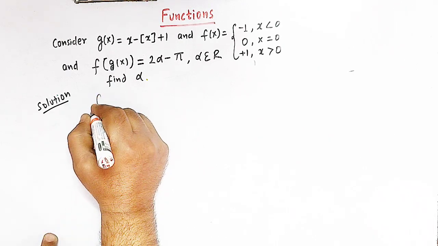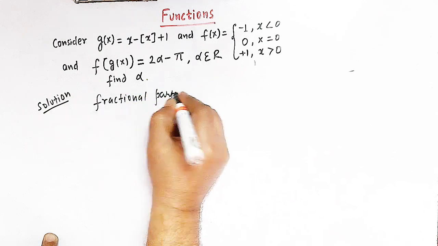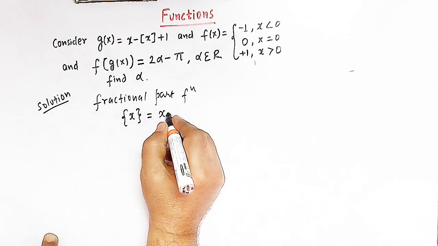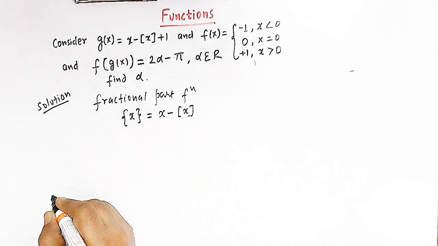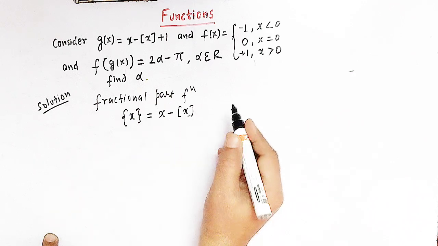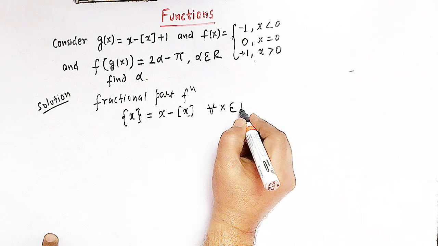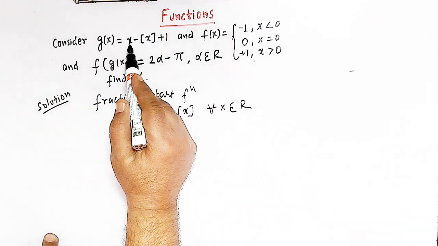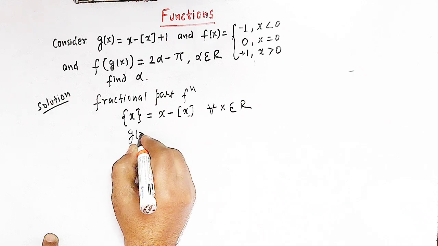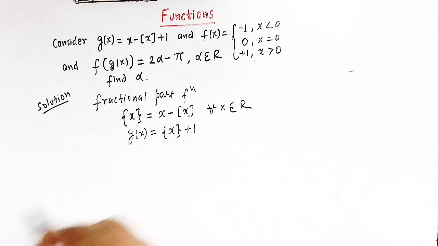So the fractional part function is defined as the difference of x and greatest integer of x. So the fractional part of x is defined as x minus greatest integer of x for all values of x belonging to the set of real numbers. And here we have x minus greatest integer of x, so we can now write g of x as fractional part of x plus 1.